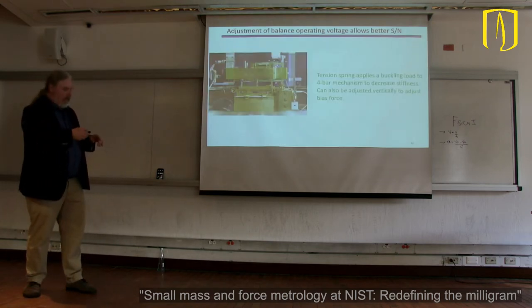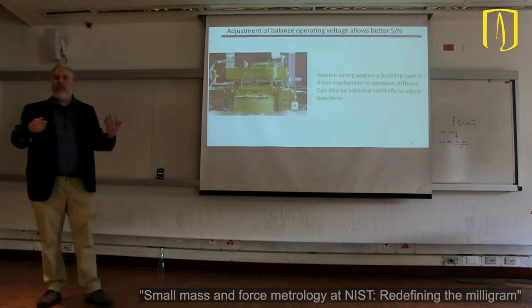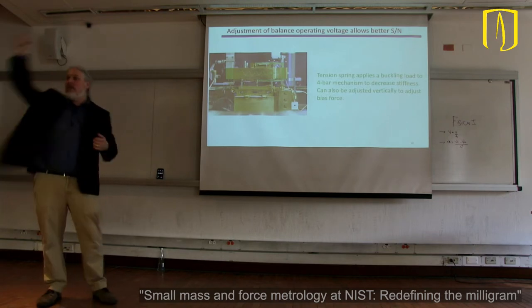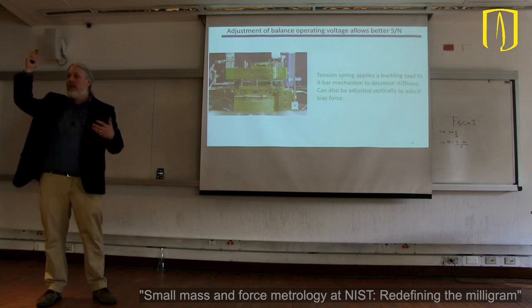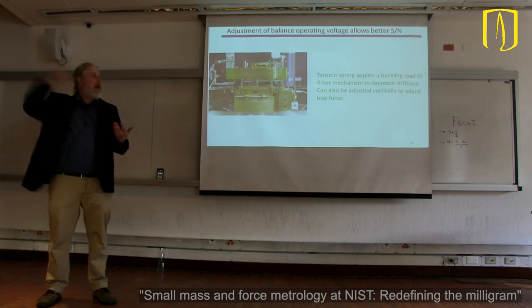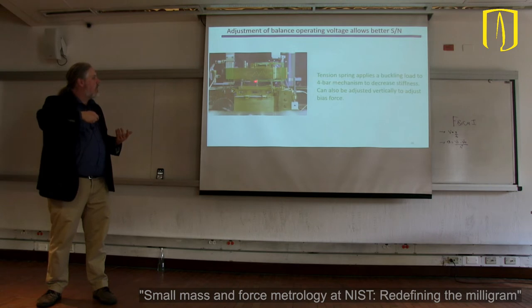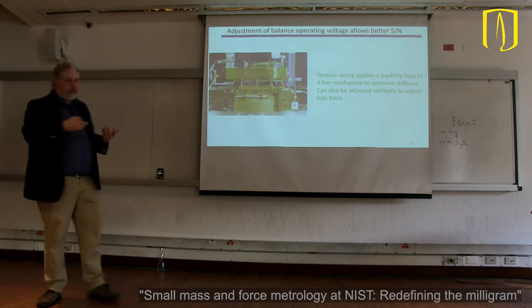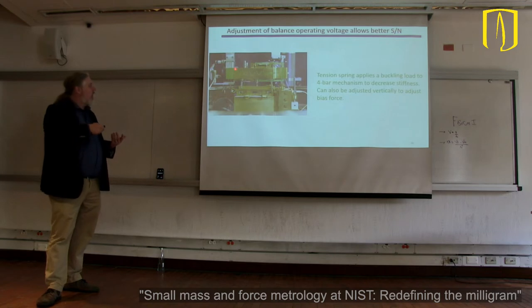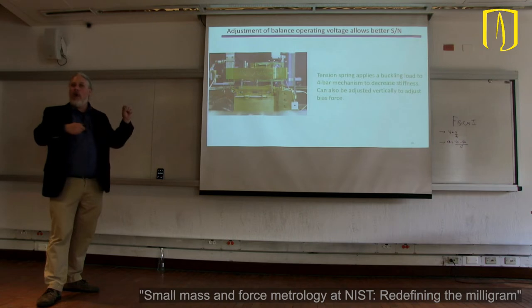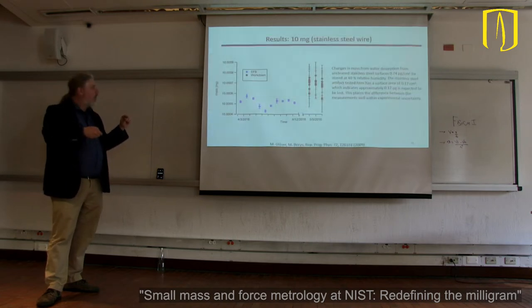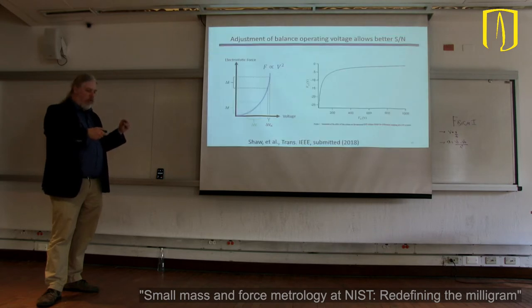In this balance mechanism, we have a spring here that we can pull on. This is to buckle the balance mechanism. Think of an inverted pendulum, if you've used anything like that in your physics classes. What happens is this reduces the stiffness of this forearm mechanism. But it does another thing too. It allows us to tune the bias force, so we can operate with a very, very low bias force here, by adjusting the spring.